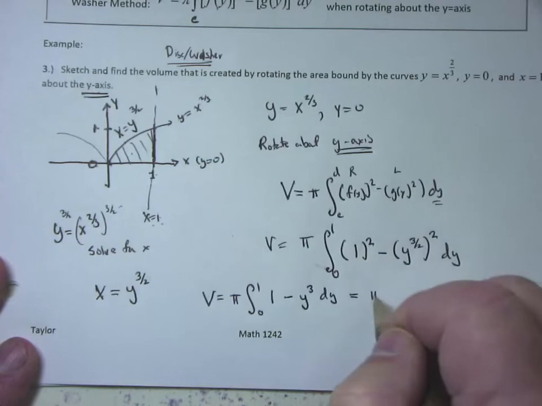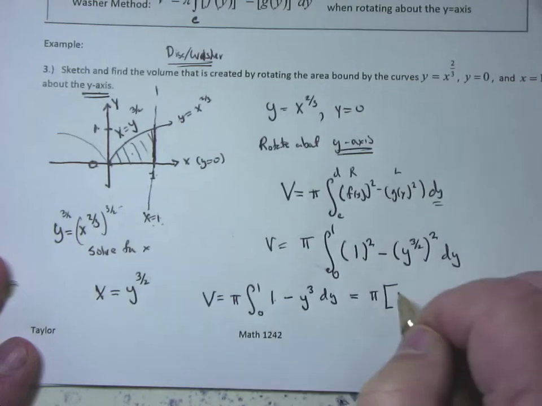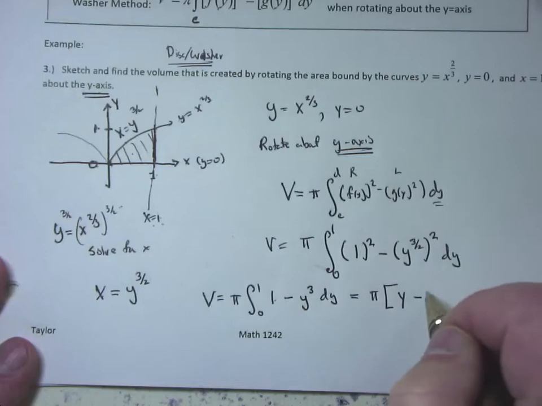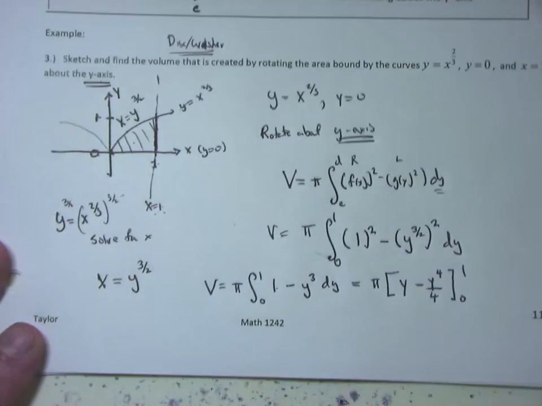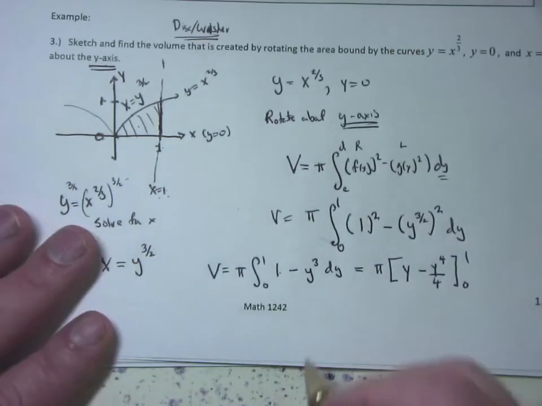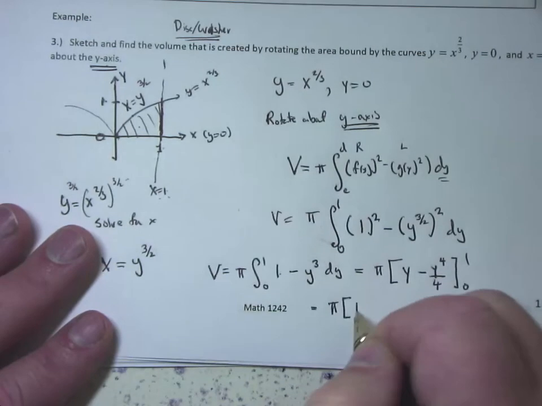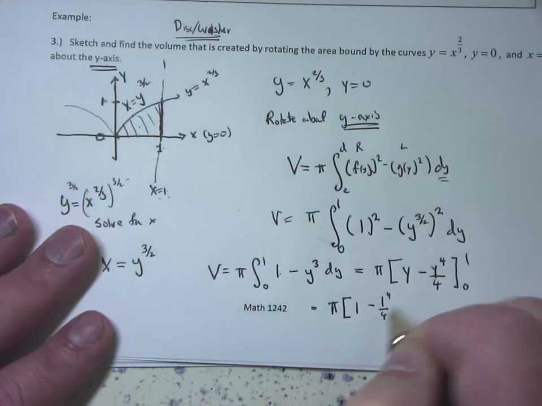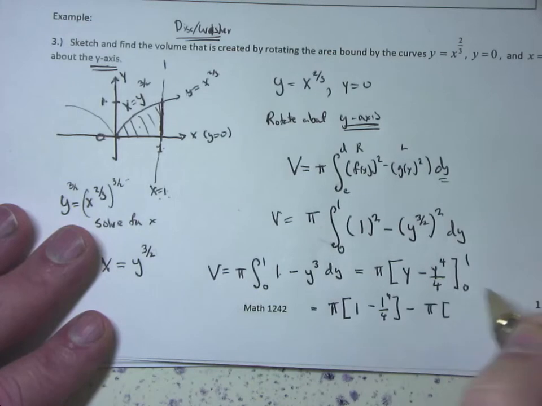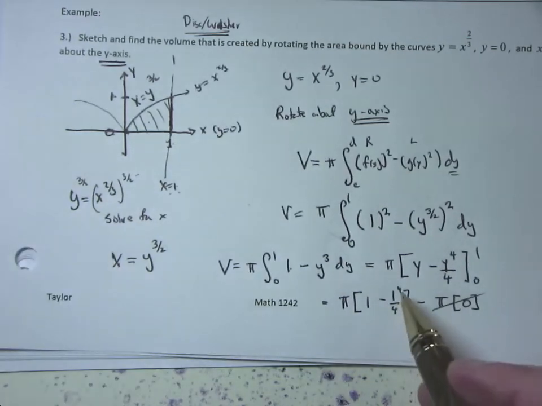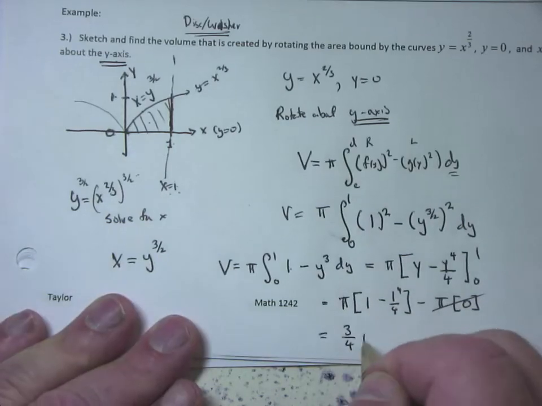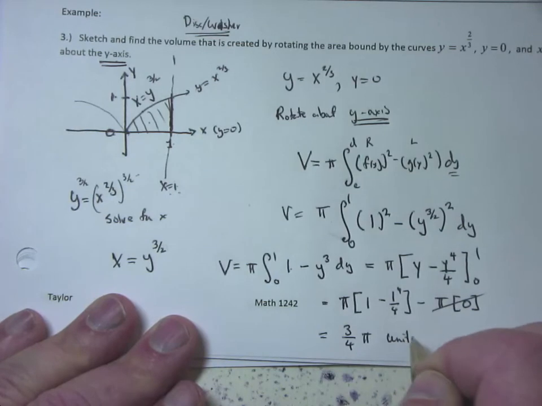Now integrate, leaving the pi out front. The integral of 1 with respect to y would be y, minus the integral of y cubed, which is y to the, add 1, 4, over 4. Evaluate it from 0 to 1. According to the fundamental theorem, you plug in top minus plug in bottom. This will be pi times 1 minus 1 to the 4th over 4, minus, plugging in 0 for y, pi times a bunch of zeros, which goes away. 1 to the 4th is 1. 1 minus 1/4 is 3/4 pi units cubed.